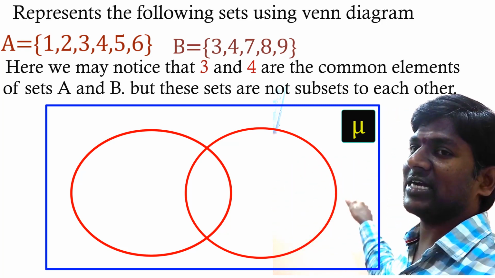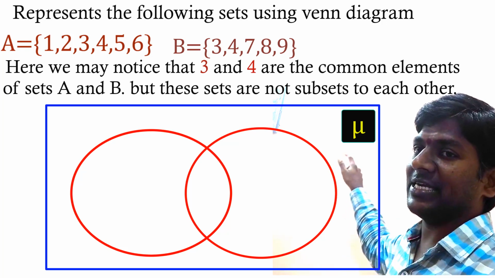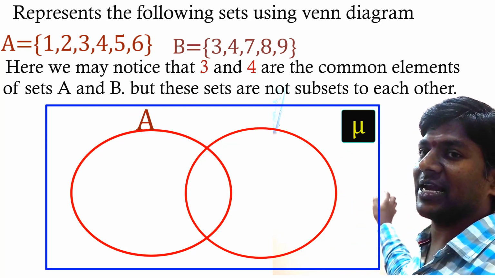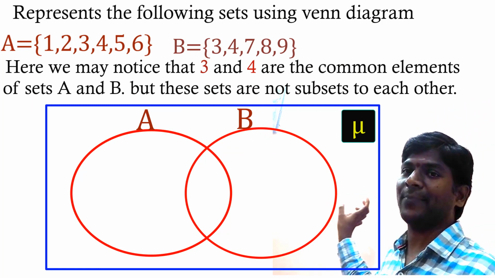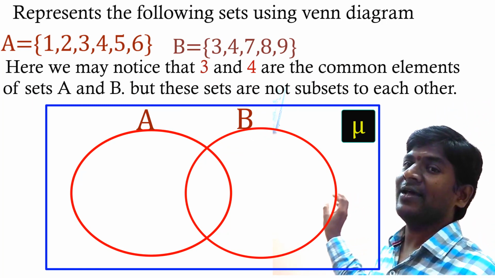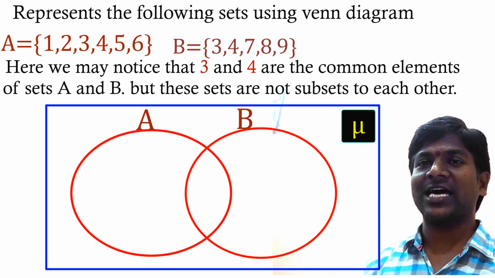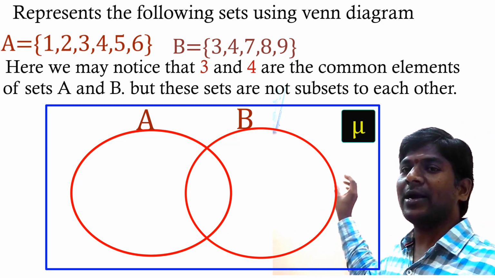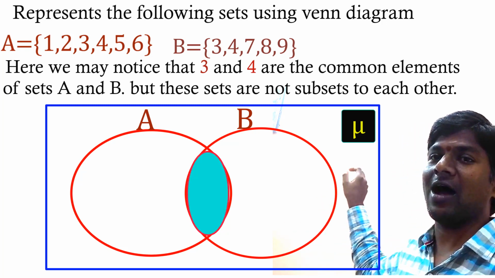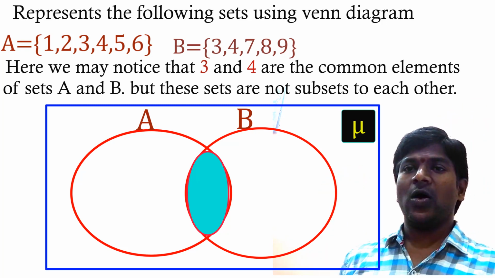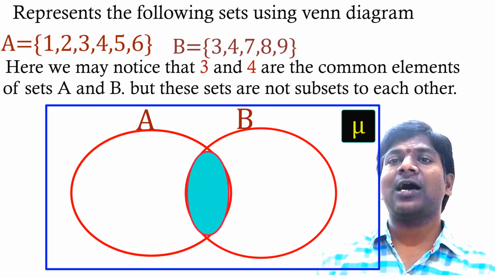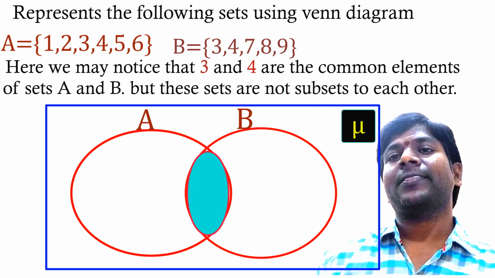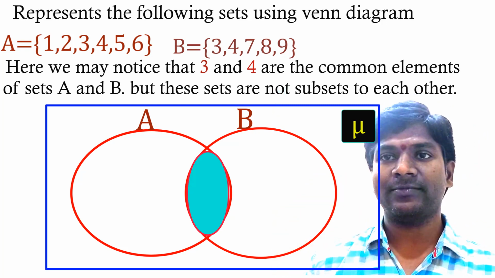Here the left side circle is the set A and the right side circle is the set B. These 2 circles are overlapped with one another. When these 2 circles are overlapped, you can see one common area on the screen. Okay, now let us try to write the elements in this Venn diagram.